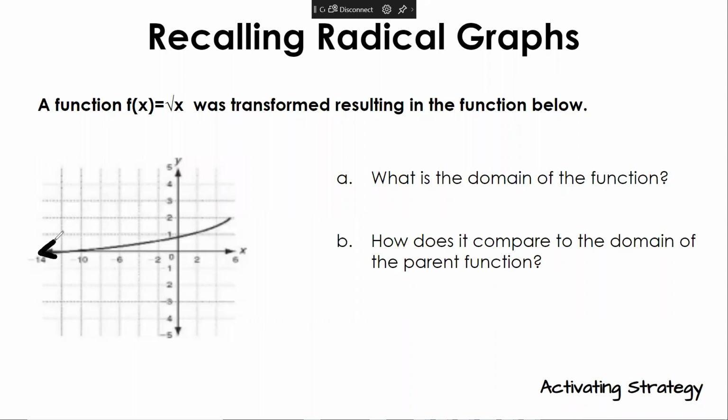Does this arrow tell you? It keeps going. So what do we call that? Fantastic. All right, now how far to the right does it go? No, that's right. Fantastic. Okay, now how far to the right does it go?